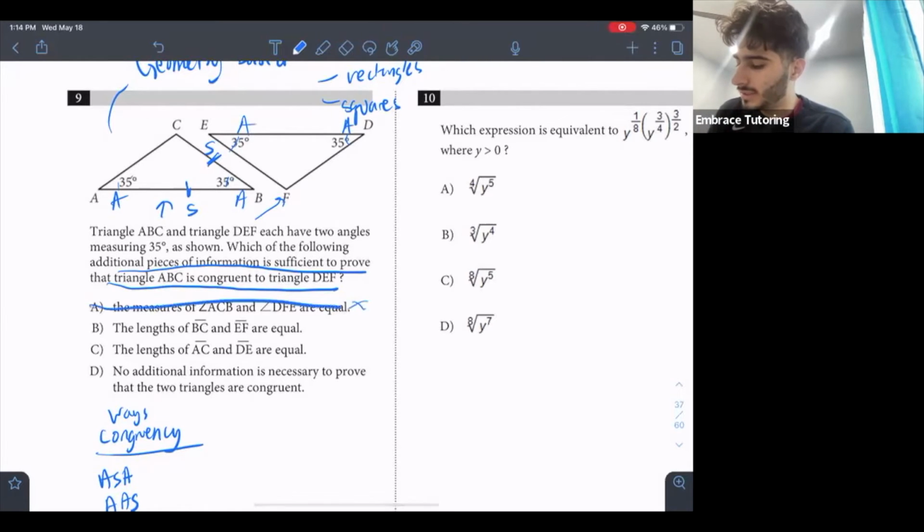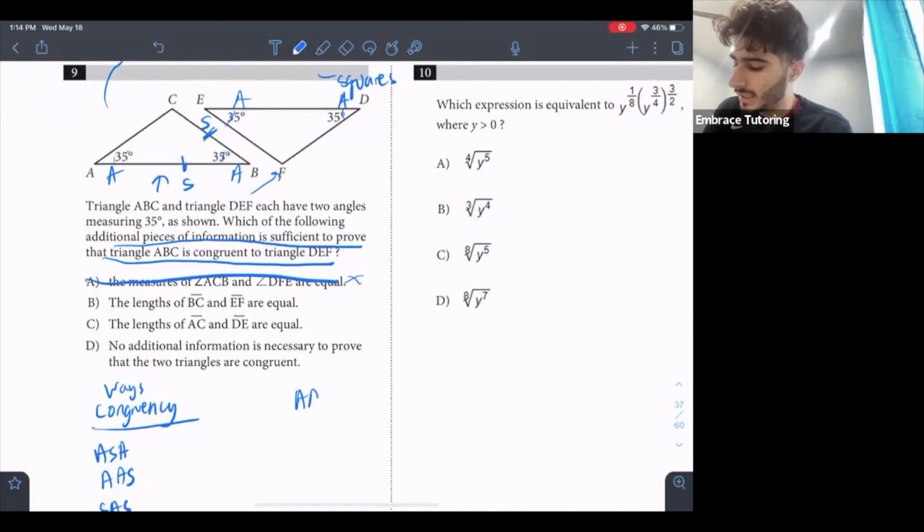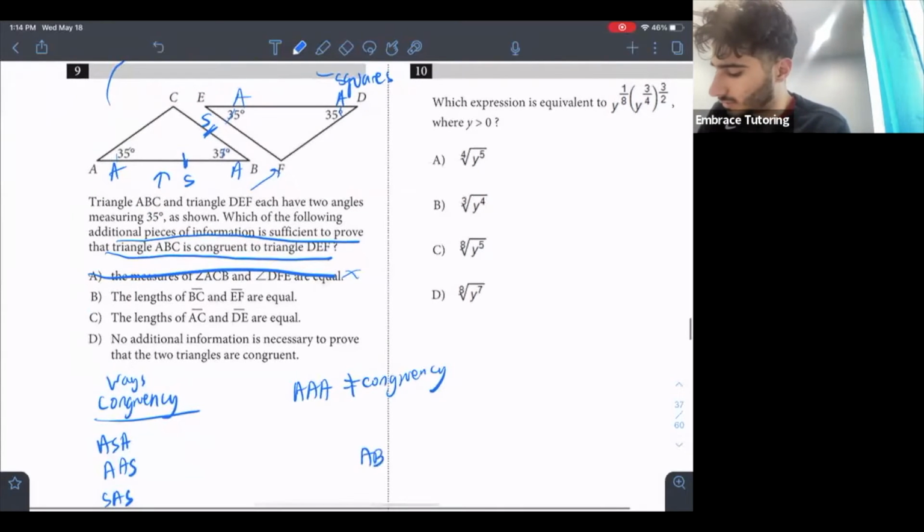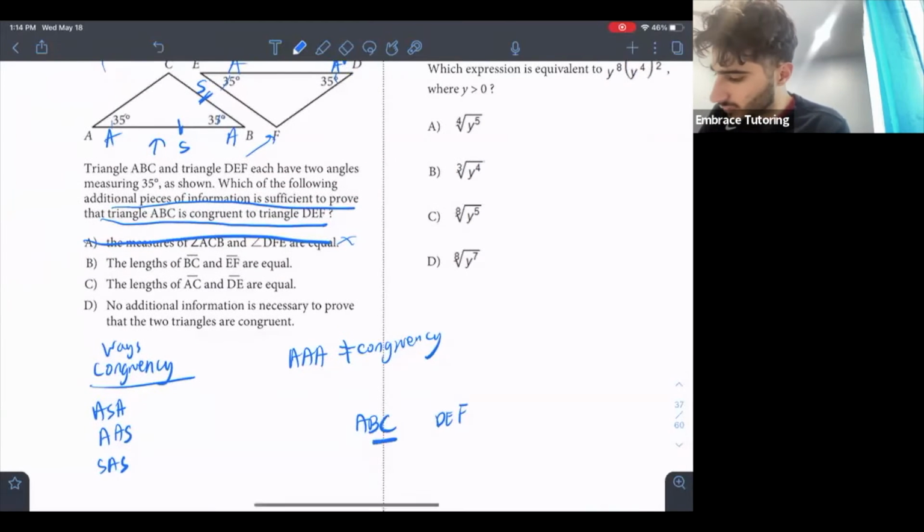This doesn't help because angles will not show congruency. So that's out. B, the lengths of BC and EF are equal. The way I check if it's correct is by looking at the way it's ordered, ABC and DEF. BC would be these two, EF would be these two. So it's an accurate statement.